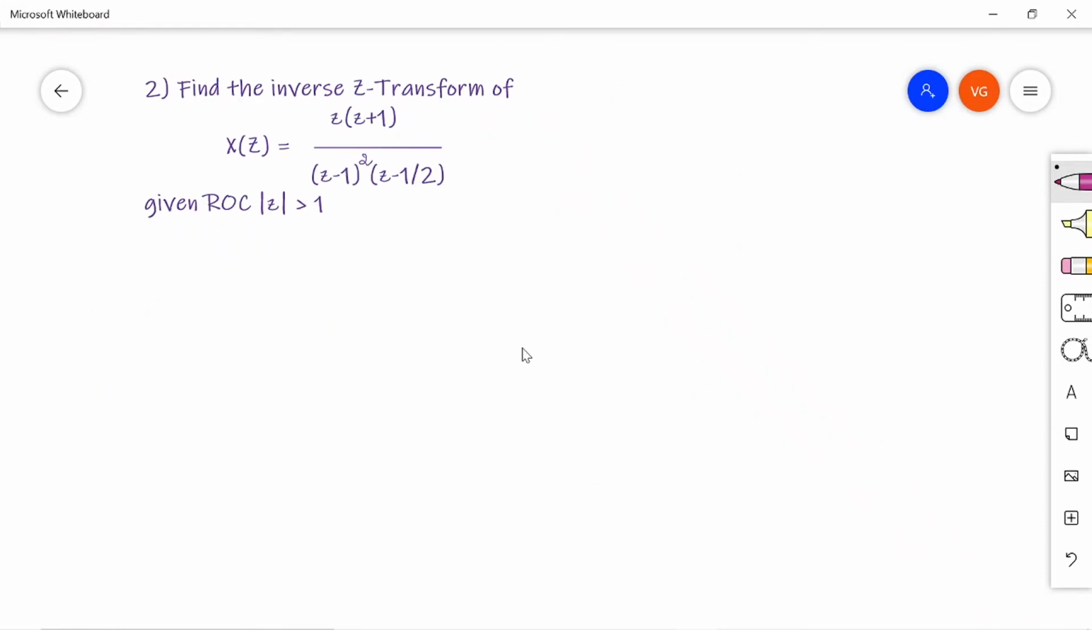The next problem that I have chosen is: find the inverse z transform of x of z equal to z into z plus 1 divided by z minus 1 whole square into z minus half, further given ROC mod z greater than 1. Again we have to solve this problem using the partial fraction expansion method. Here I have chosen a problem with multiple roots.